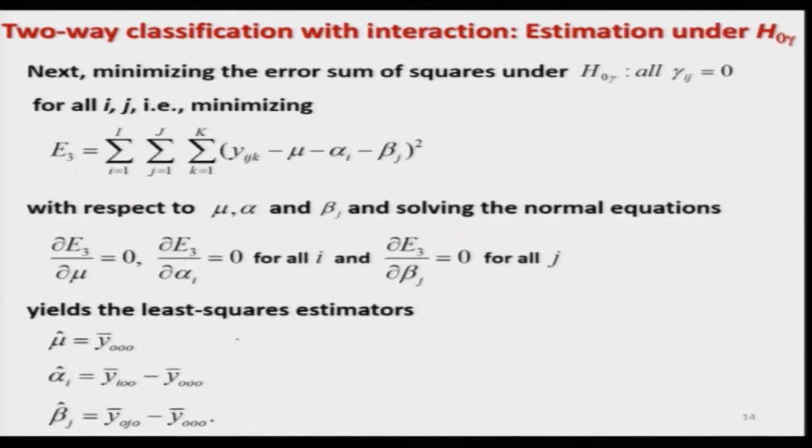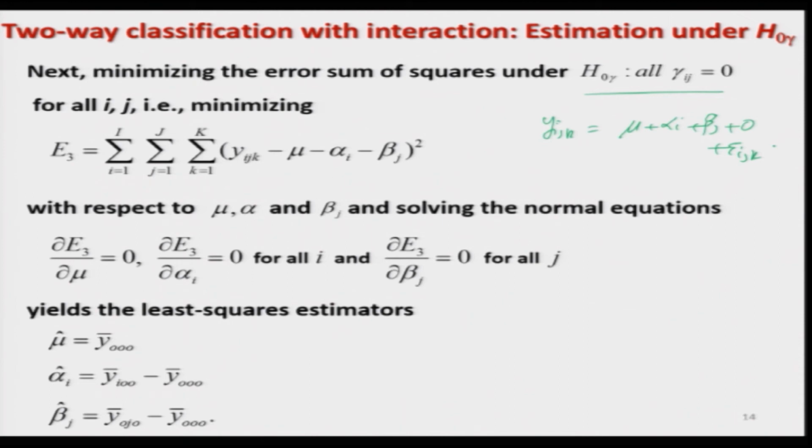Now, you are left with one more hypothesis, H naught gamma, that all gamma ij's are equal to 0. So now you have to do exactly the same thing, but you can very easily recognize what this case is going to be. When I write the model y ijk equals mu plus alpha i plus beta j plus gamma ij, which is 0, plus epsilon ijk, don't you think it is very similar to your two-way analysis of variance model? That will help us if you observe it, but otherwise there is no problem if you cannot.